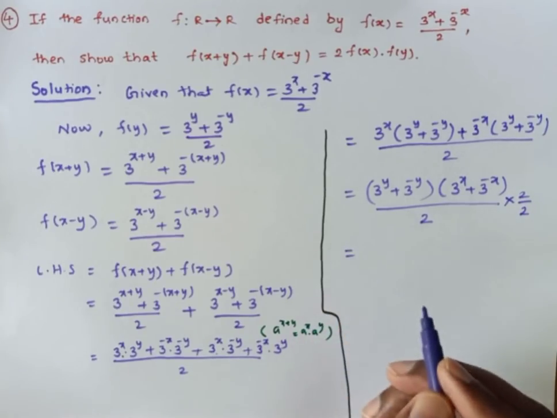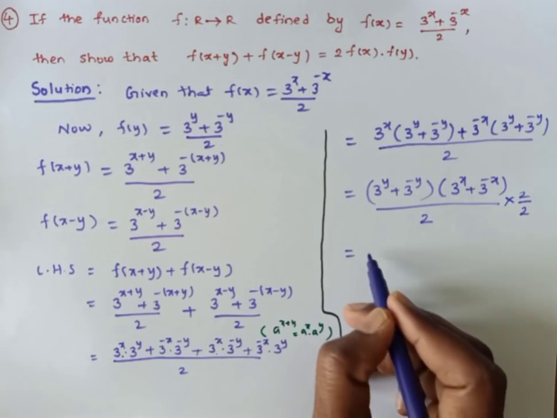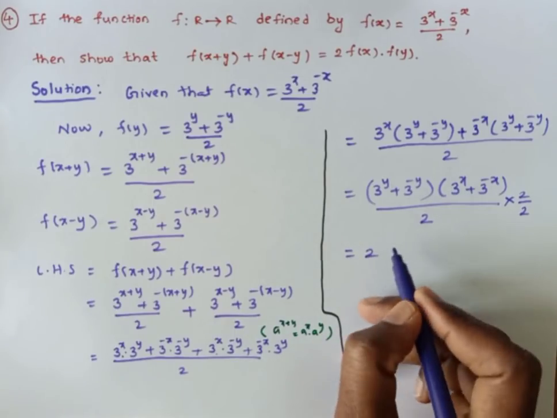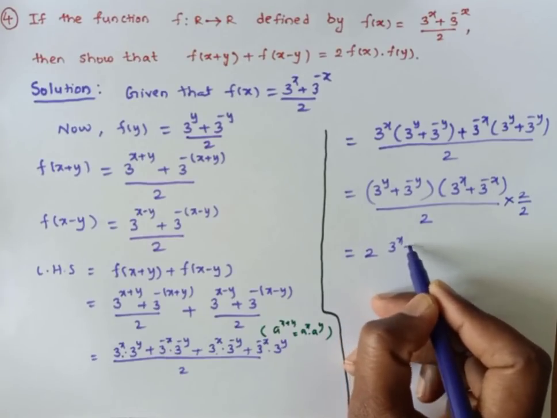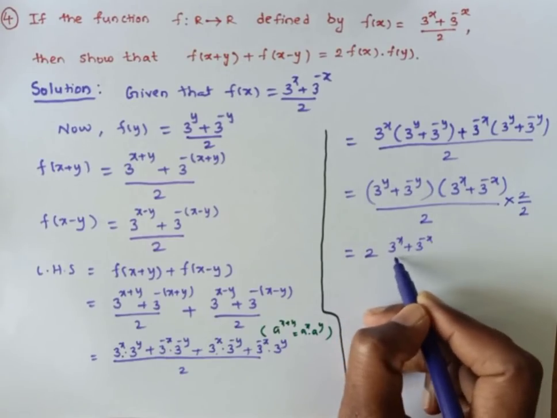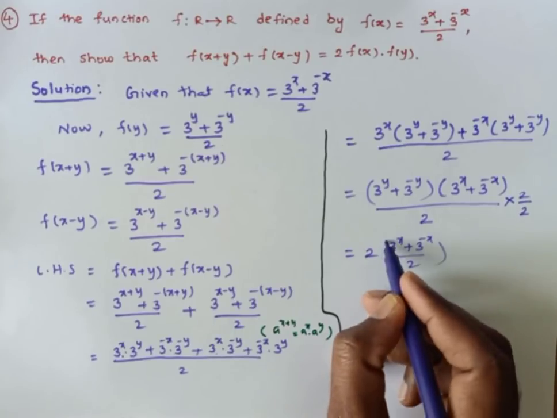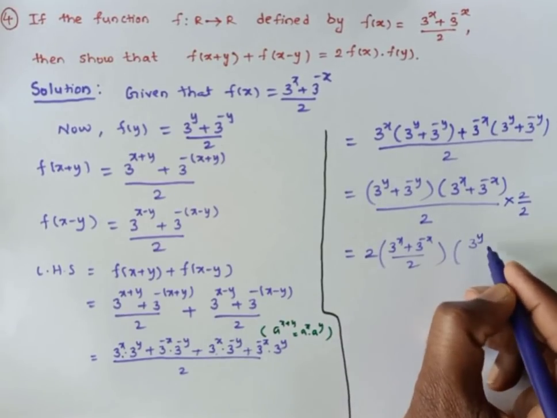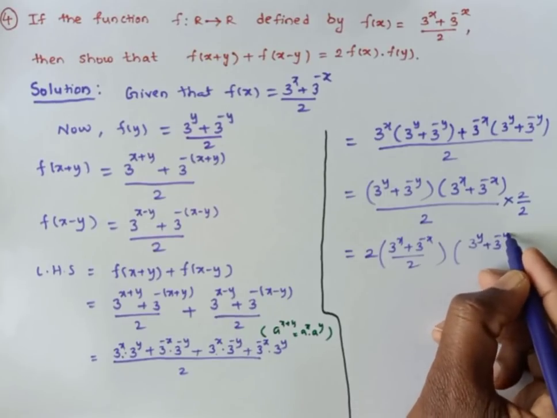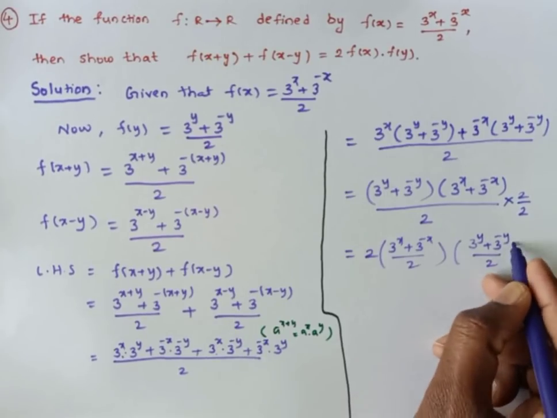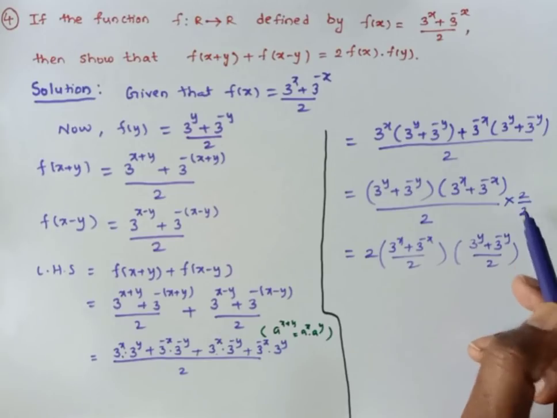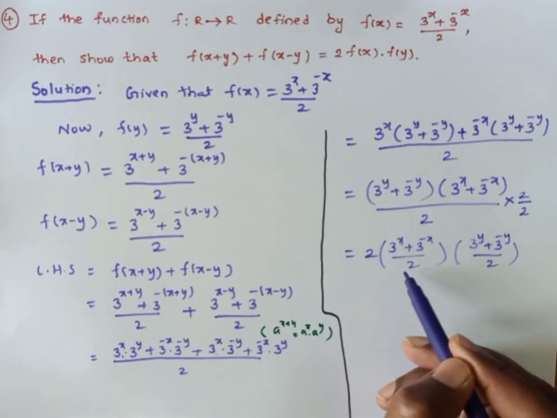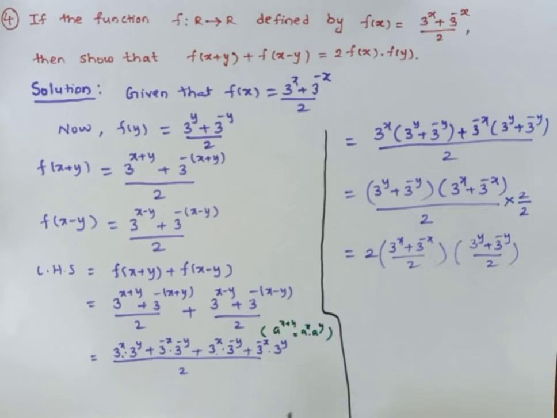So here I am writing this as 3 to the power of x plus 3 to the power of minus x by 2 into 3 to the power of y plus 3 to the power of minus y divided by 2. I just wrote this step as it is. If we cancel these two things, then it is as it is.